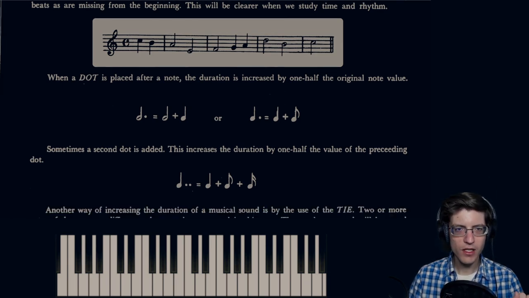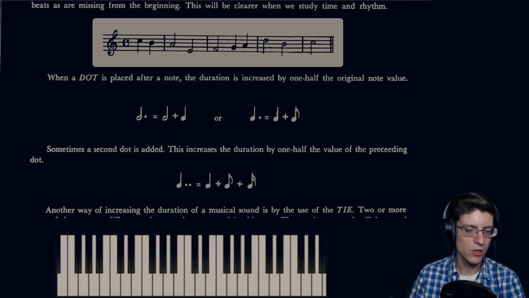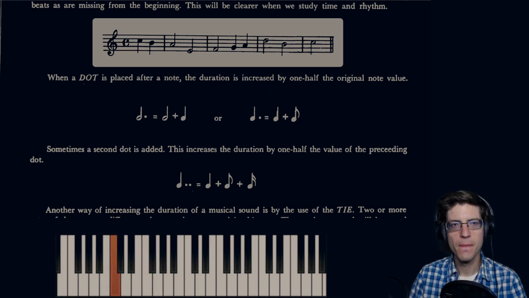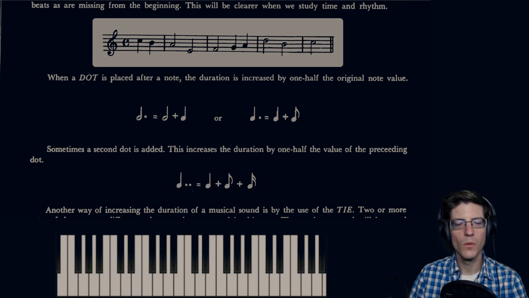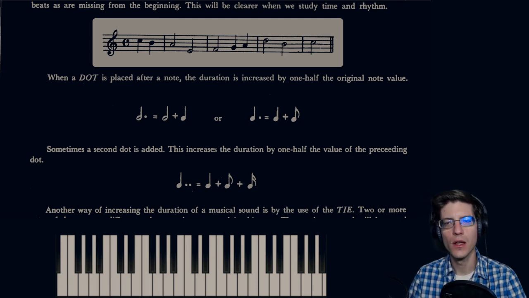Okay. When a dot is placed after a note, the duration is increased by one half of the original note value. So if you have a half note with a dot, it's called a dotted half note, and it's the duration of a half note plus a quarter note. So let's say that this is a half note: one, two. Then a dotted half note would be one, two, three. And a dotted quarter, if this were a quarter, and then the second note a dotted quarter: one, one, two, one, two, three, one, two.